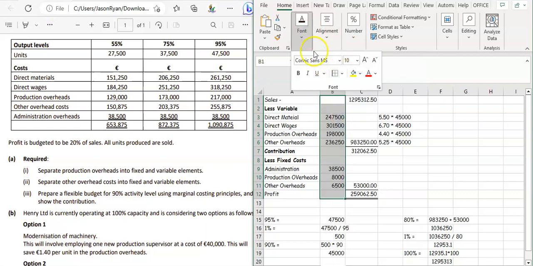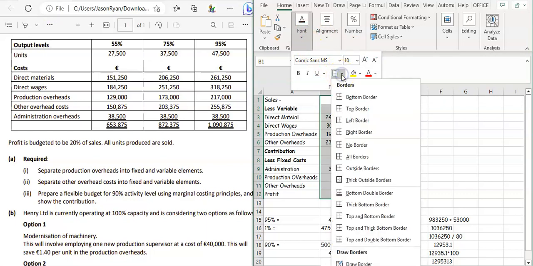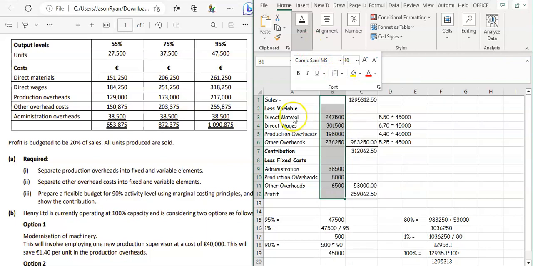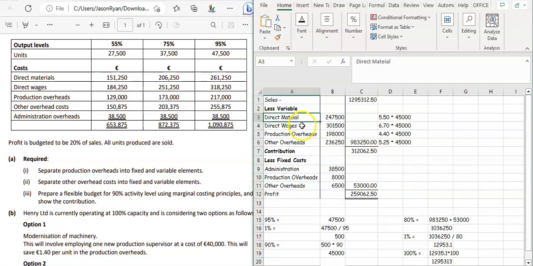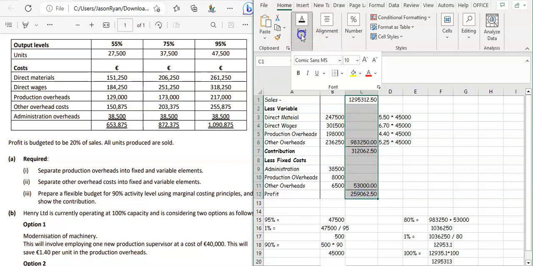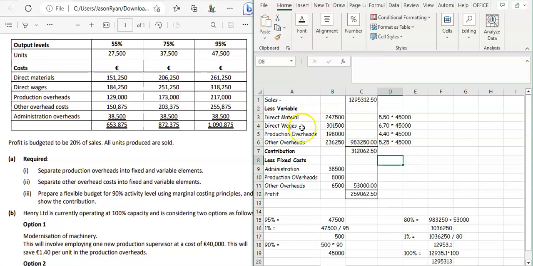So remember for your marginal costing, it is your sales minus your variable costs minus your fixed costs. Remember, we'll have items to make up your variable cost depending on the question. So direct materials is going to be variable cost, direct wages is going to be variable cost because it depends on how many units we're producing, which results in how much material we're going to need and how much wages we're going to need in manpower. Production overheads and other overheads, we know they're variable because of the question itself.